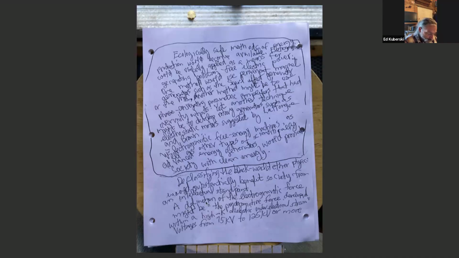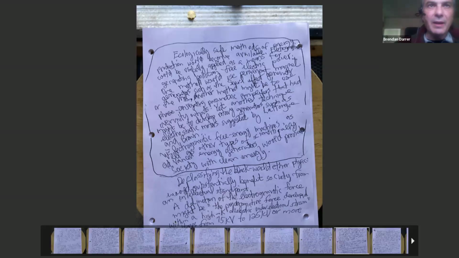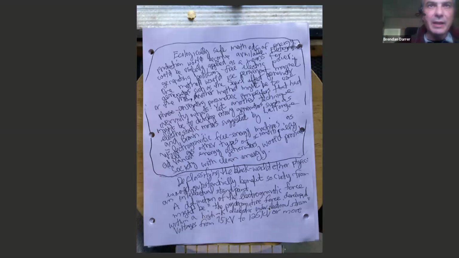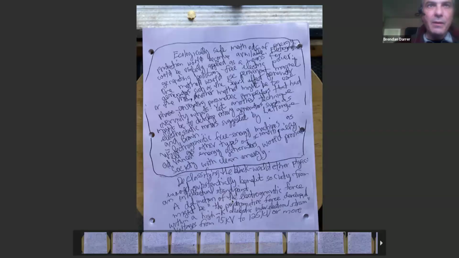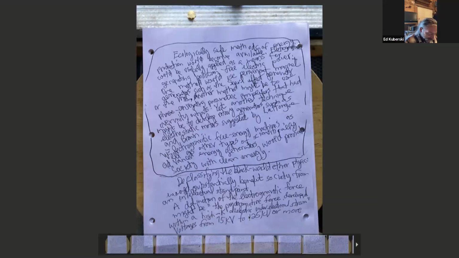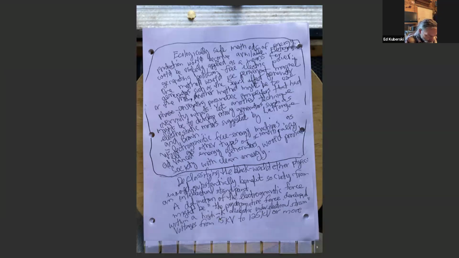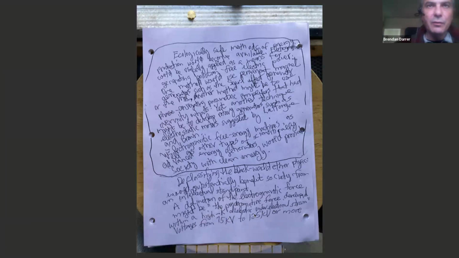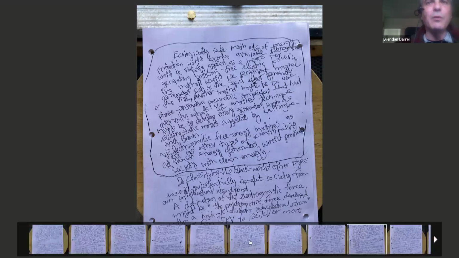A definition of the electrogravitic force might be the ponderomotive force developed within a high K dielectric under electrical strain. Voltages from 15 kilovolts to 75 kilovolts, 75 kilovolts to 125 kilovolts or more.